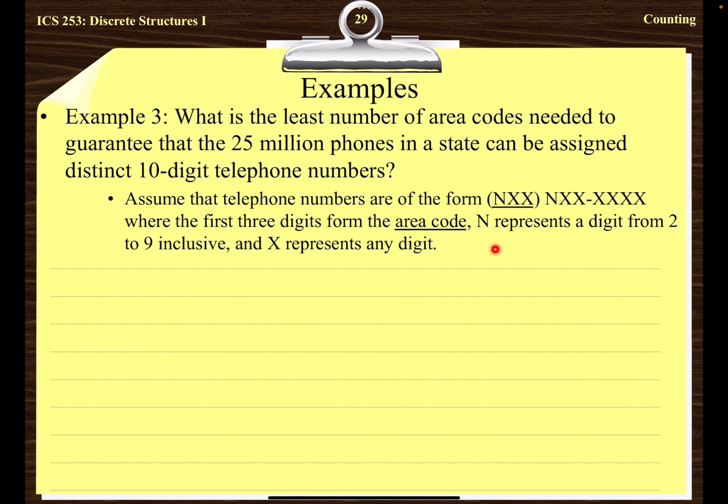Now, what is the problem? I have 25 million phone numbers, and I have 7-digit phone numbers, and it seems from the statement of the question that those 7 digits are not enough. We need to have area codes so that if we assign the same 7-digit number to different area codes, we can do it.